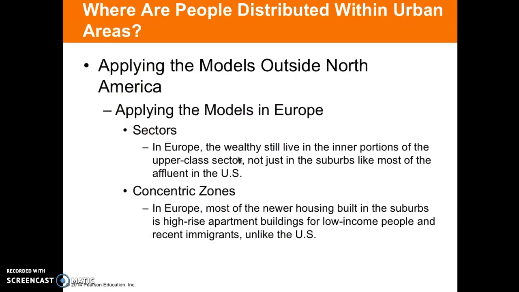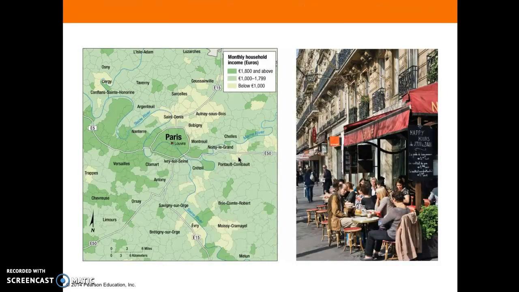In Europe, the models don't really work well. In many old European cities, the wealthy live in the inner portions of the city, not just in the suburbs. And most of the newer built housing in the suburbs is high-rise apartments for low-income people and recent immigrants, and that's different than in the U.S. So when you're in Paris, the most expensive property is right here. And as you get further away, it becomes cheaper and cheaper and cheaper. So what would be like a ghetto in Paris would be on the outskirts of the city.